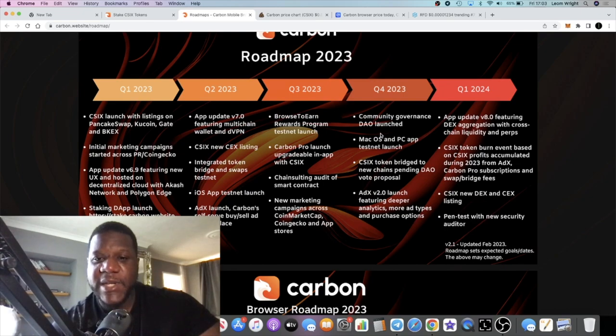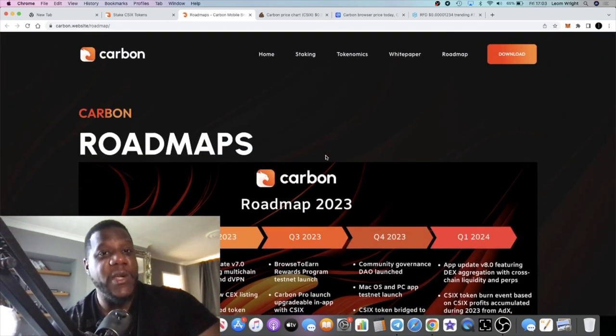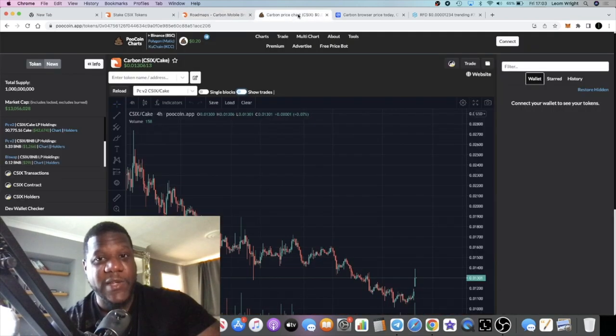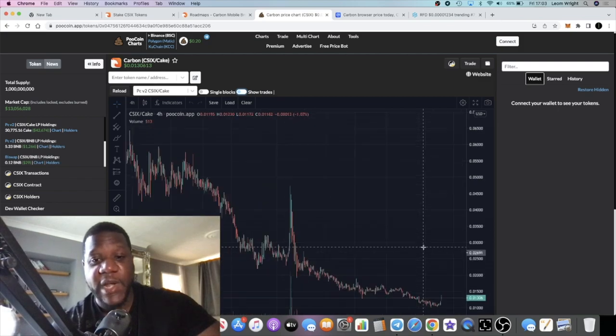Mac OS and PC app testnet launch, governance, DAO. There's a bunch of stuff to look forward to on this particular project, okay, guys? And this is a fundamentally good project, okay, with utility, okay? They're going to have announcements, all that sort of stuff. So when that happens, you're going to see things like this, price pumps, okay?